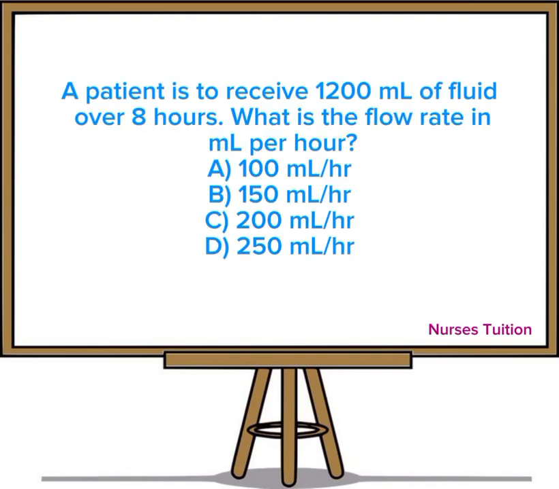A patient is to receive 1,200 milliliters of fluid over 8 hours. What is the flow rate in ml per hour? A. 100 ml/hr. B. 150 ml/hr. C. 200 ml/hr. D. 250 milliliters per hour.